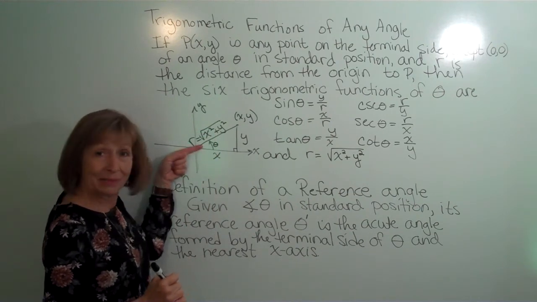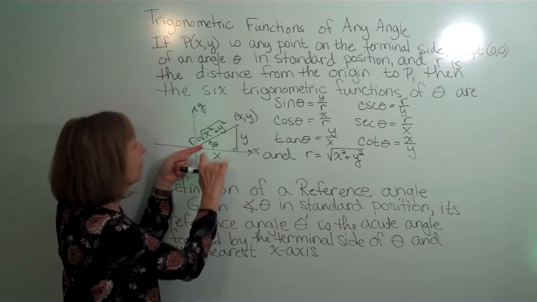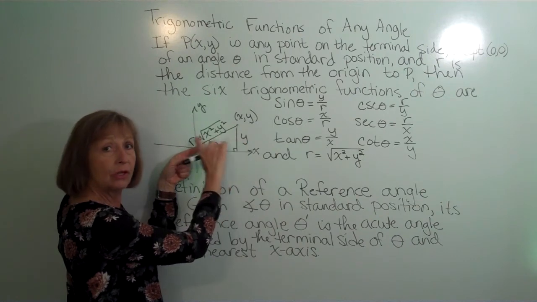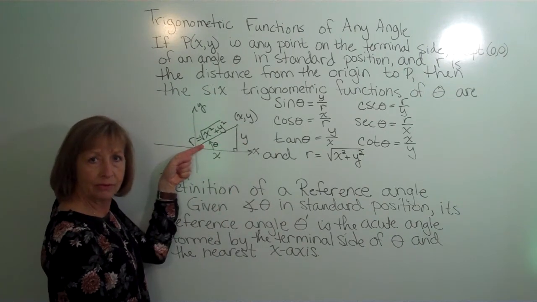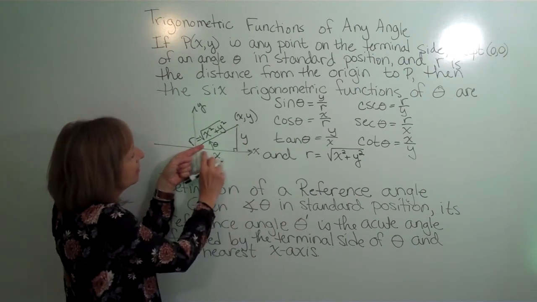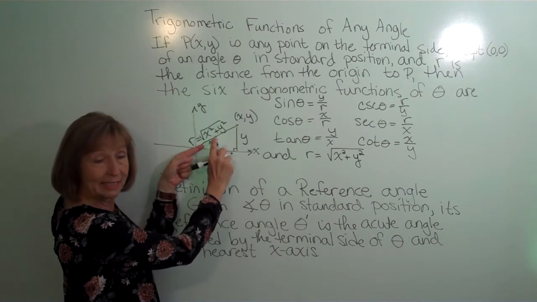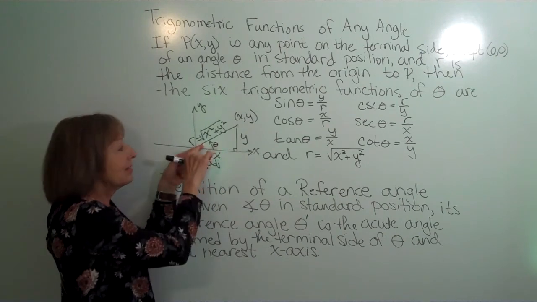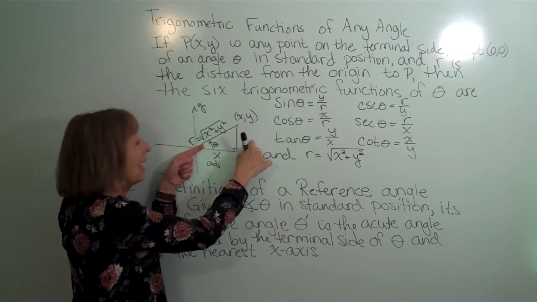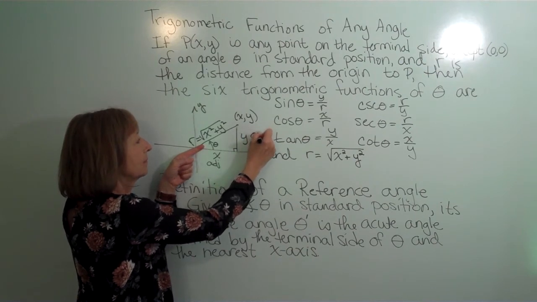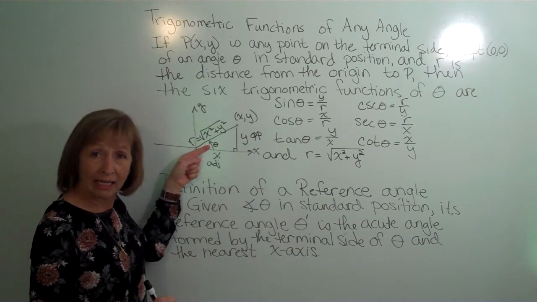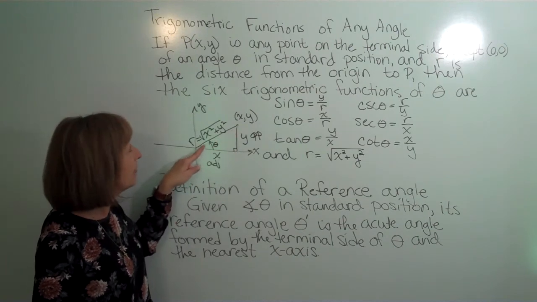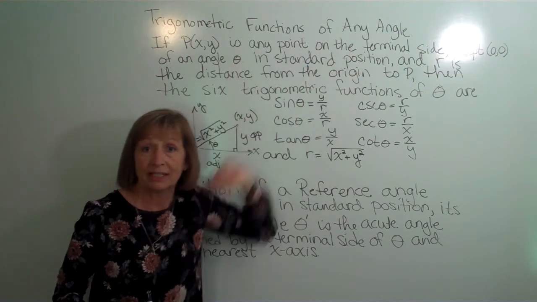Now, if I have this as my angle of focus, remember the side opposite the right angle is the hypotenuse. So r is my hypotenuse. And the side that helps make that angle is the adjacent side. And the side opposite that angle is the opposite side. And I know I have to be talking about this angle theta and not that angle up there, because theta by definition is in standard position.